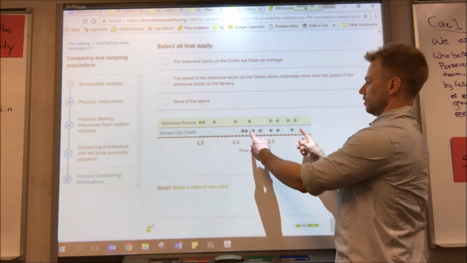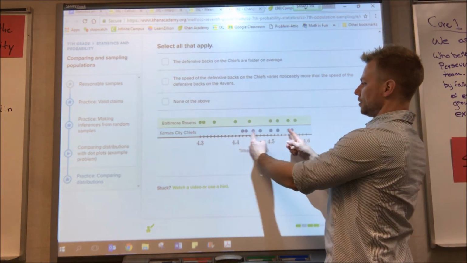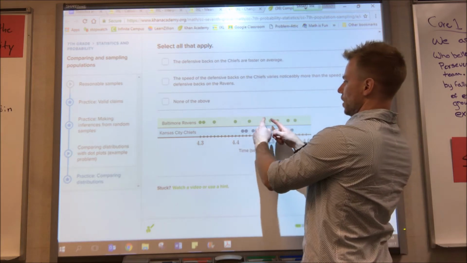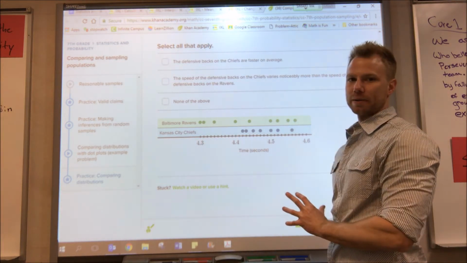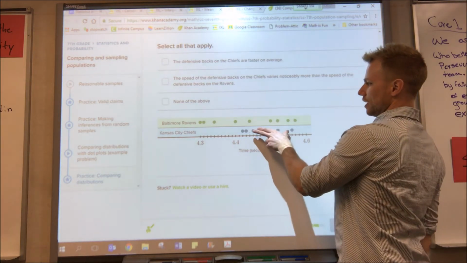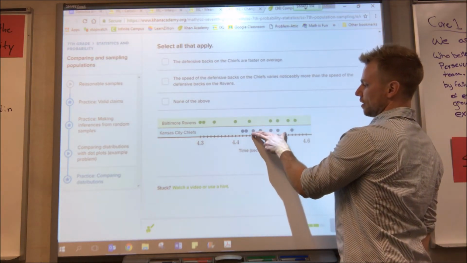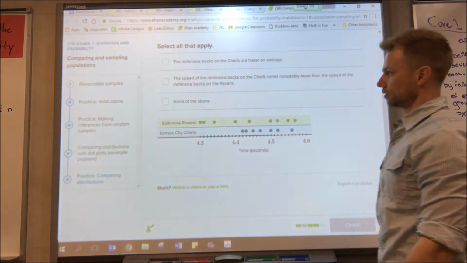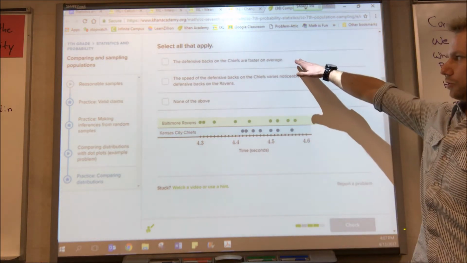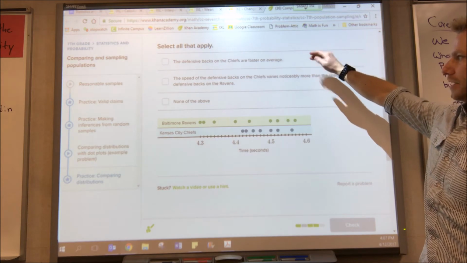They have higher points, higher dots. The Ravens have more spread out and some lower ones. So remember, lower times are faster. So I would say the Chiefs have a higher average because they have more dots to the right. They have higher dots. So that's not true. Chiefs are not faster on average.